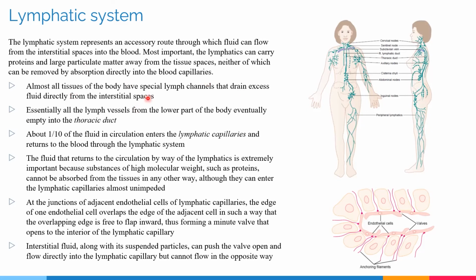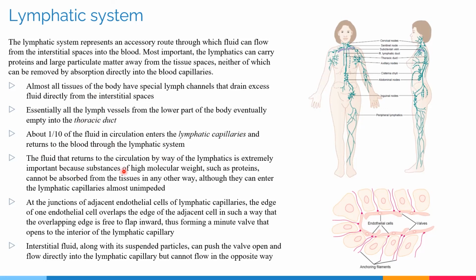Almost all the tissues of the body have a special lymph channel that drains excess fluid directly from interstitial spaces. So this is the lymph network that is shown right here. Essentially, all lymph vessels from the lower part of the body eventually empty into the thoracic duct. About 1/10 of the fluid in the circulation enters lymphatic capillaries and returns to blood through the lymphatic system.